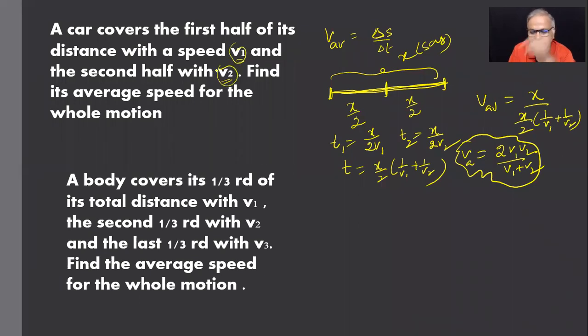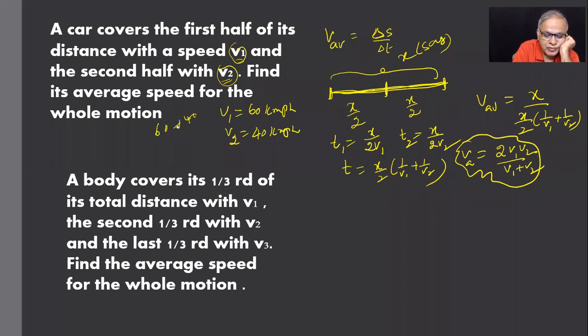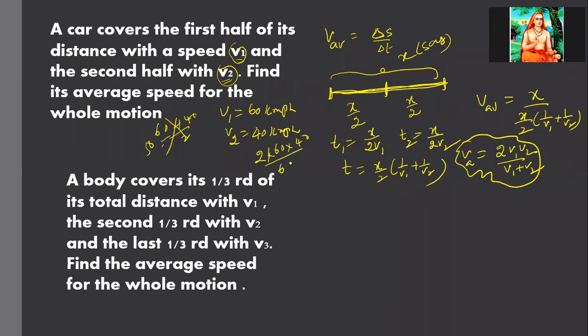For example, in case v1 equals 60 km per hour and v2 equals 40 km per hour, the average speed is not 60 plus 40 by 2, children, which is 50. This is not the answer. It is 2 into 60 into 40 by 60 plus 40. That will be how much? 2 100, 2 zeros goes 48. 48 kilometers per hour.